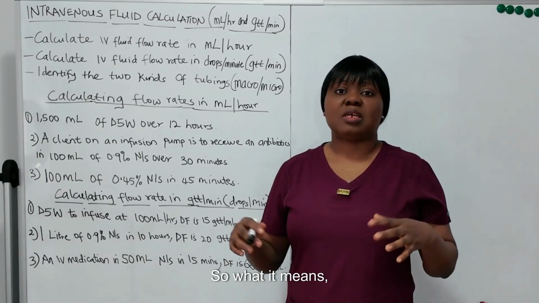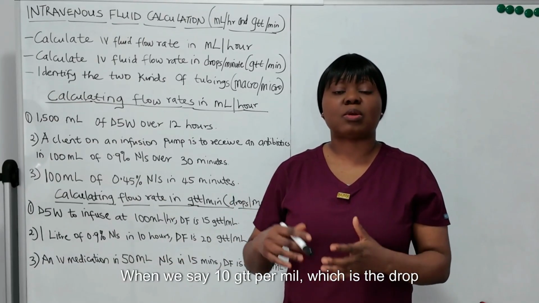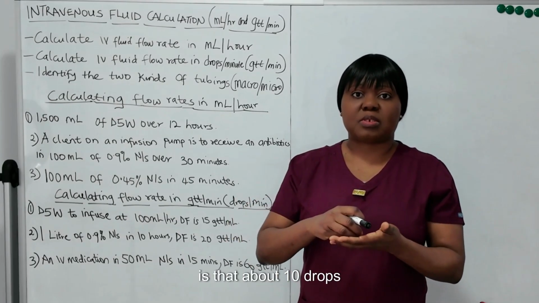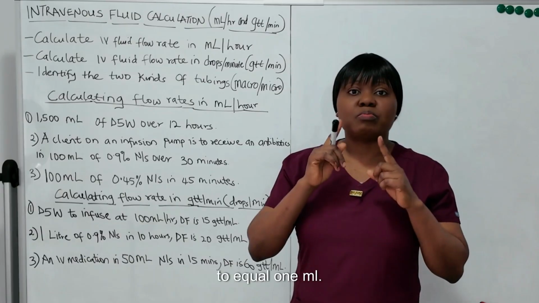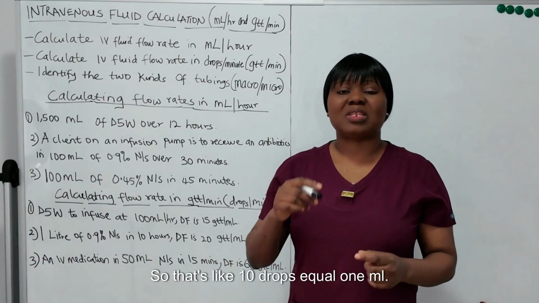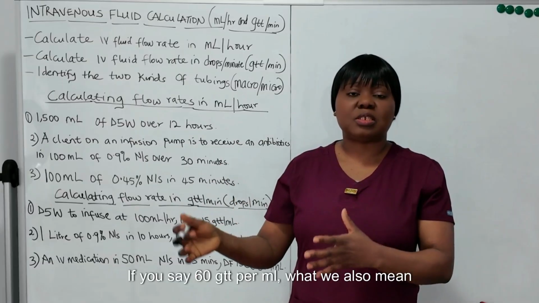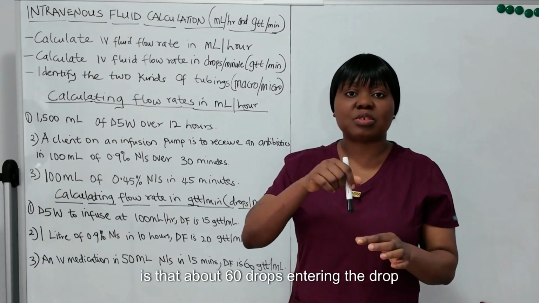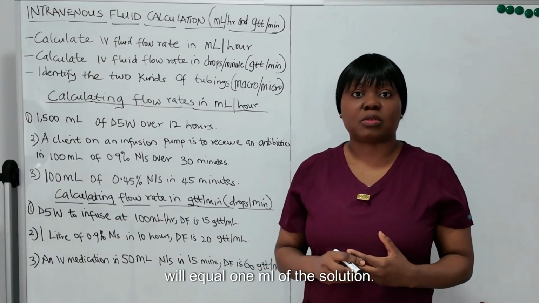Let's give an example. When we say 10 GTT per ml, which is the drop factor, what it means is that about 10 drops of the fluid will enter the drop chamber to equal 1 ml. So that's like 10 drops equal 1 ml. If you say 60 GTT per ml, what we also mean is that about 60 drops entering the drop chamber will equal 1 ml of the solution.